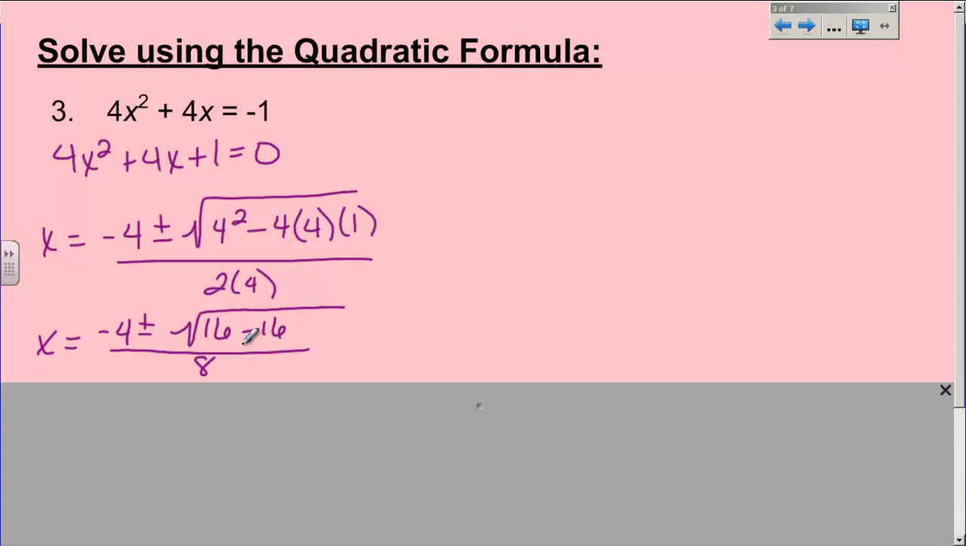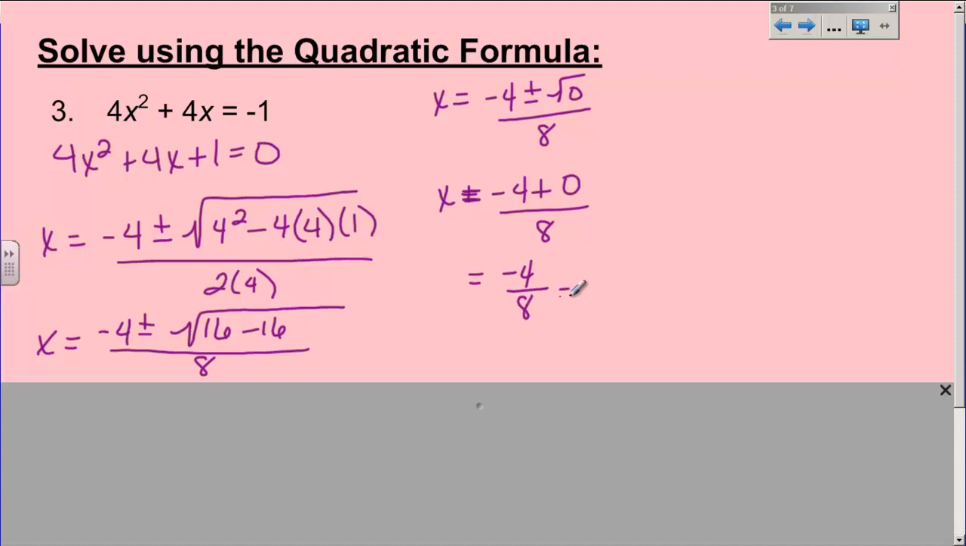Well, 16 minus 16 is 0. So what you now have is x is equal to negative 4 plus or minus the square root of 0 divided by 8. So for the first problem we're going to take the plus sign. So I have x equals negative 4 plus the square root of 0, which is 0, over 8. Negative 4 plus 0 is negative 4 over 8, which comes out to negative 1 half.